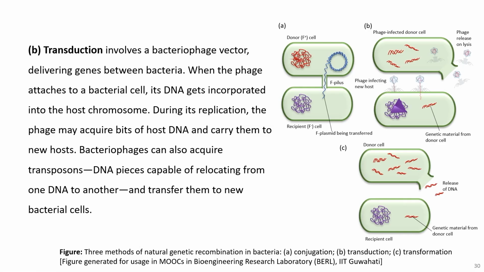When the phage attaches to a bacterial cell, its DNA gets incorporated into the host chromosome. During its replication, the phage may acquire bits of host DNA and carry them to a new host. Bacteriophages can also acquire transposons, which are DNA pieces capable of relocating from one DNA to another, and transfer them to new bacterial cells.